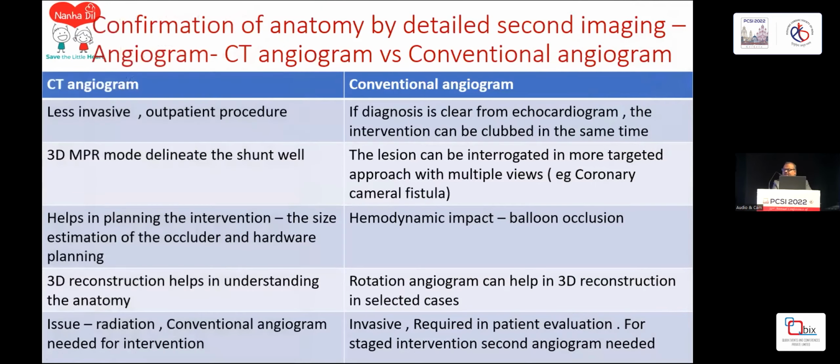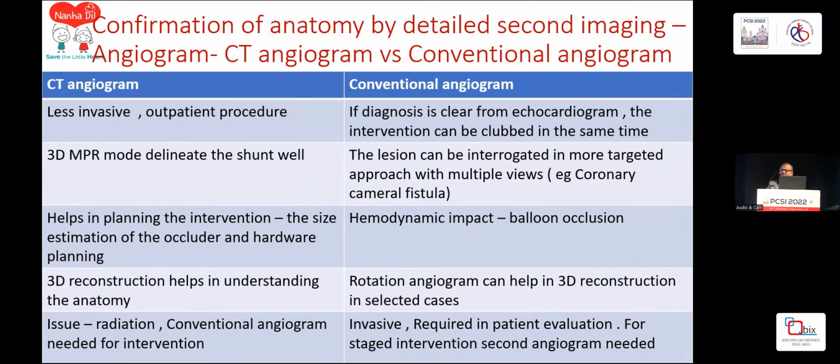So if we compare for the need of a second imaging, conventional angiogram versus CT angiogram, CT has an advantage. It is less invasive, OPD based. We can see the lesion very well. 3D MPR mode will help us to delineate the anatomy, plan the intervention, and 3D reconstruction also gives an insight. But the problem is radiation is a little bit more.